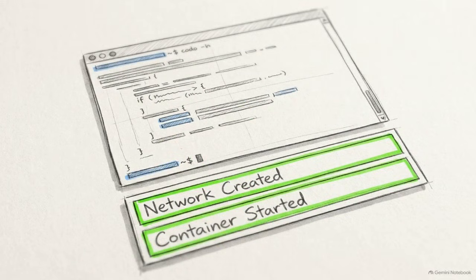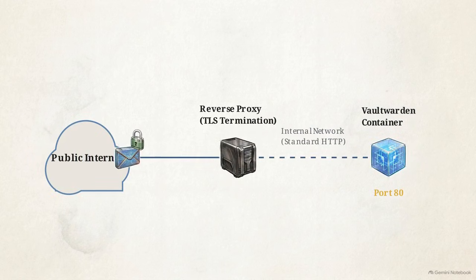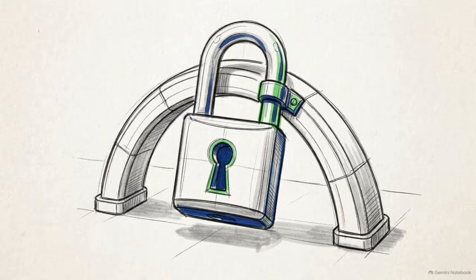With the syntax validated, execute the Docker Compose up command to launch the stack in the background and establish your internal networks. Client traffic travels from the public internet into your local network environment, hitting your reverse proxy. It terminates the TLS connection, decrypts the traffic, and forwards it as standard HTTP directly into the Vaultwarden container on port 80. This brings us to the final structural hurdle.